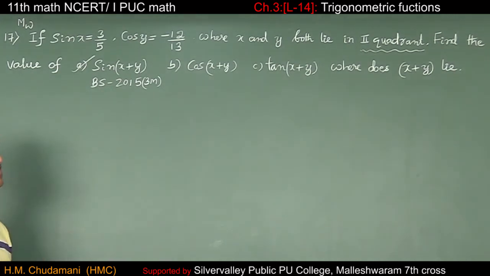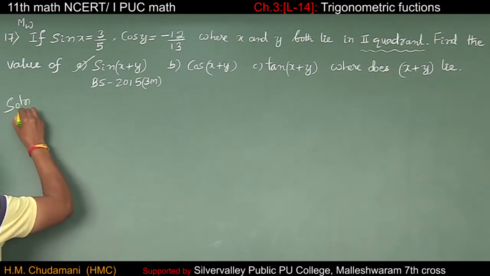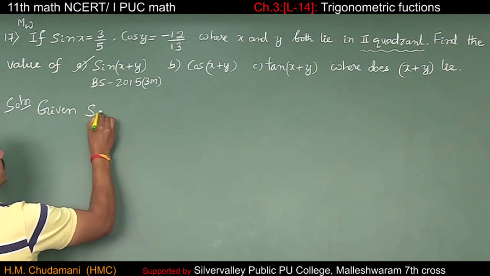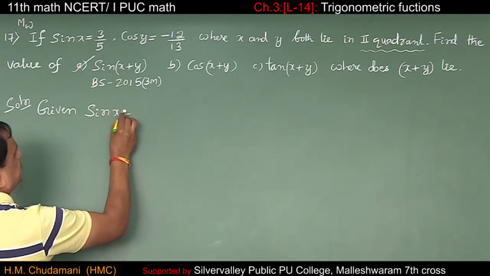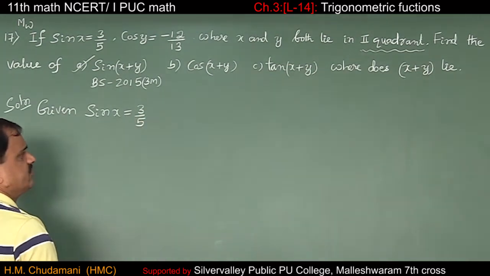Where does x plus y lie? Solution. Given sin x is equal to 3 by 5.